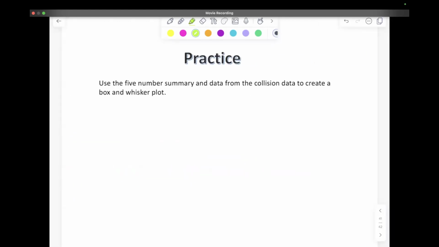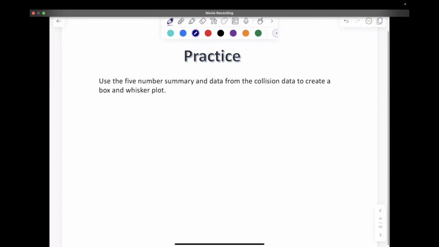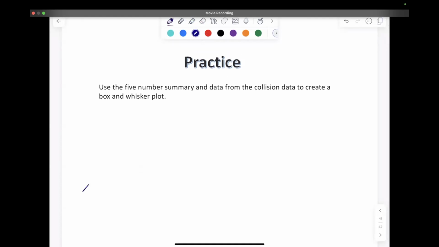Okay, so I'm going to use the 5-number summary from the collision data to create my box and whisker plot. I've made this a couple of times, just letting you know. I have numbered it wrong so many times, and now I finally know how to number it correctly, so I know what I'm counting by. So I'm going to start with a number line. I'm going to draw a standard number line. It's going to be pretty long.